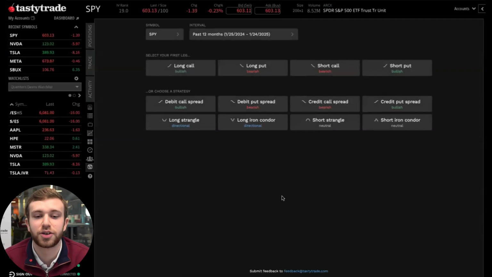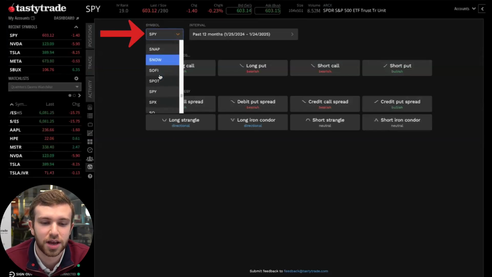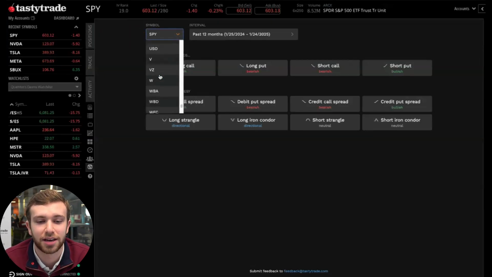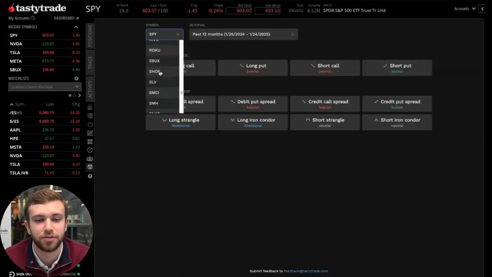And so this is our backtesting software. This is the first thing that you'll see. You'll see the symbol up top. We have about 150 to 200 symbols, and we're still constantly adding some, just like our tastytrade courses. This is a living, breathing thing as well. And so you'd be able to view all of these symbols, and we're always looking to add more.